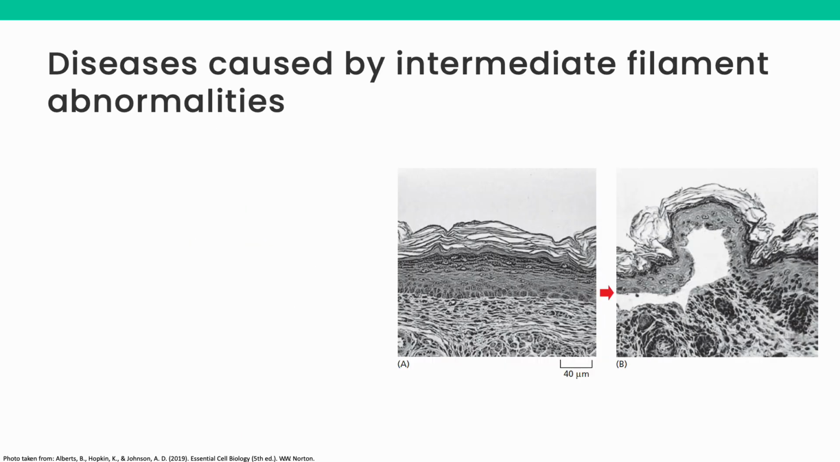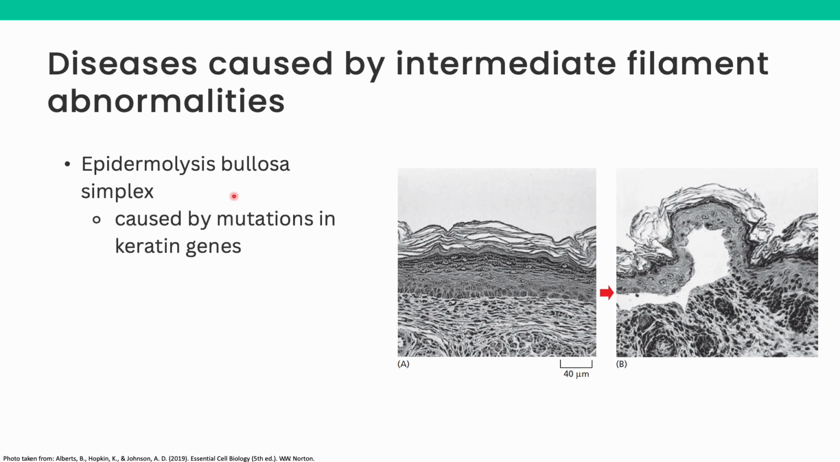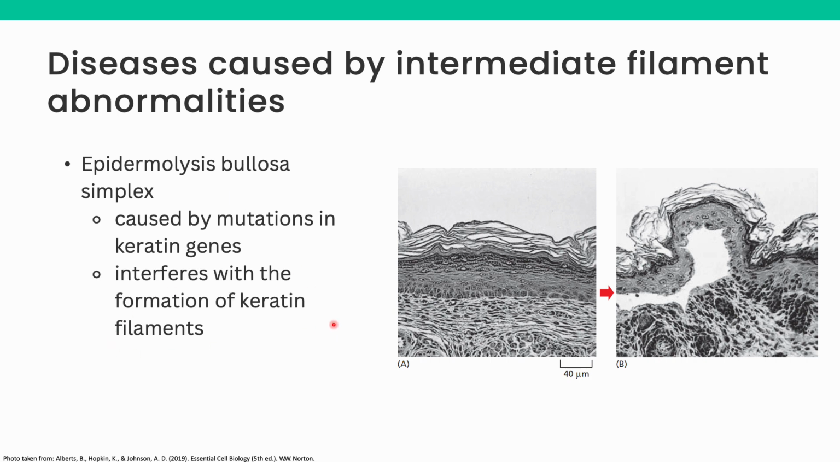Next, let's talk about the different diseases that are caused by intermediate filament abnormalities. The first one we'll discuss is called epidermolysis bullosa simplex, which is caused by a mutation in the keratin genes. And as a result, there is interference with the formation of keratin filaments. Patients with this kind of disease often find that their skin is highly vulnerable to mechanical injury, so they need to avoid friction at all costs. Otherwise, they will find that their skin starts to peel off at the very slightest touch.